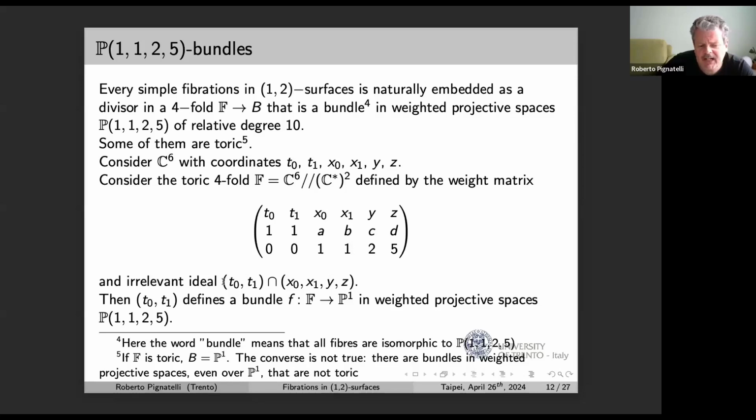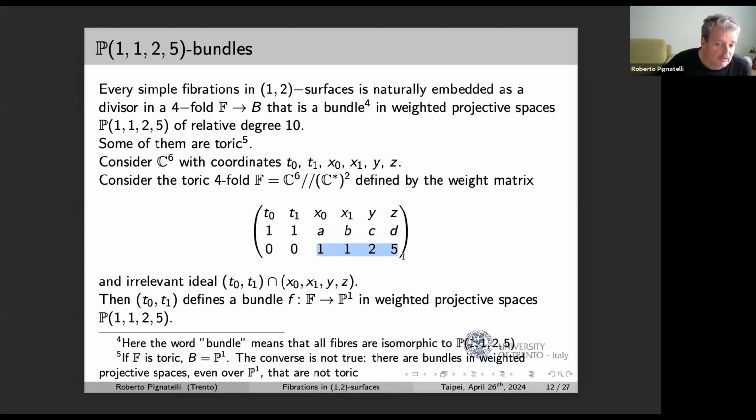Well, you have to choose an irrelevant ideal, which tells you what you have to remove from C6 to make the quotient. And with this choice, this T0 and T1 define a map onto P1, which is a fibration. Essentially, if you take a fiber, you remove these things and you get a standard weighted projective space P1125.